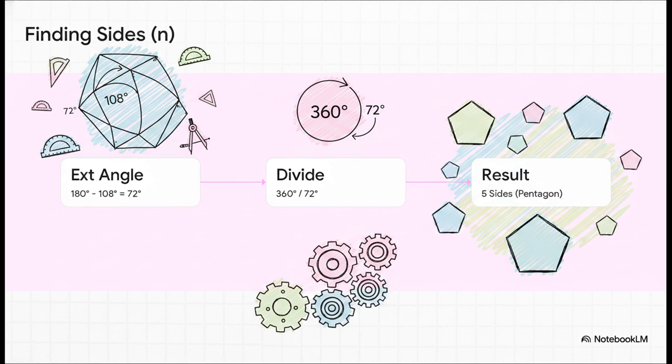Imagine you're told a shape has an interior angle of 108 degrees, and you need to figure out exactly how many sides it has. Well, step 1, you have to logically find the exterior angle first. So 180 minus 108 gives us an exterior angle of 72 degrees. Make sense? Okay, step 2, apply that first golden key. Divide 360 by 72, and that brings us to step 3, the answer, 5 sides. It's a pentagon. See how smoothly that flows step by step?